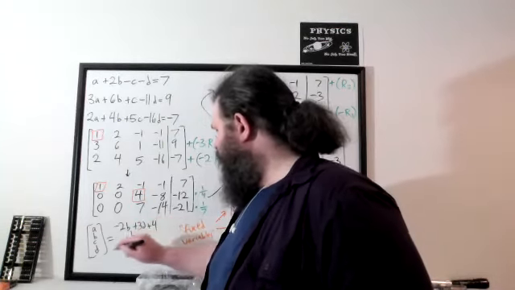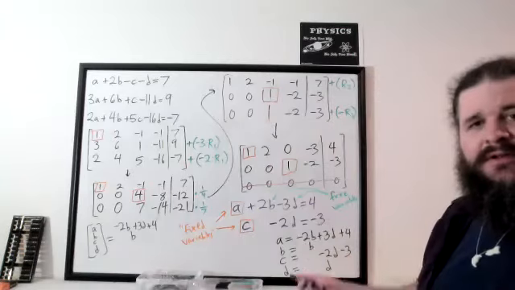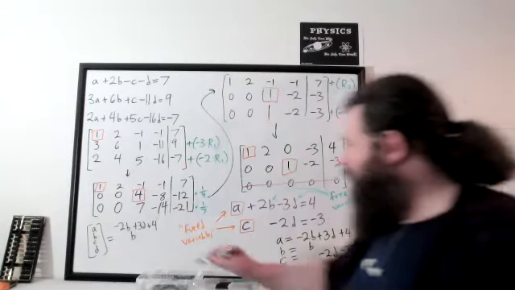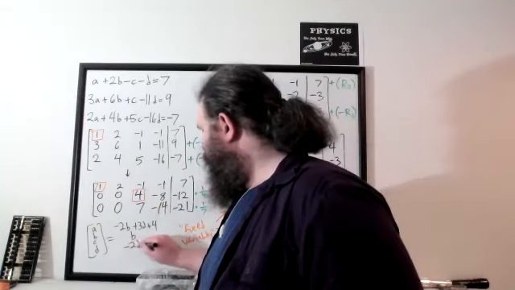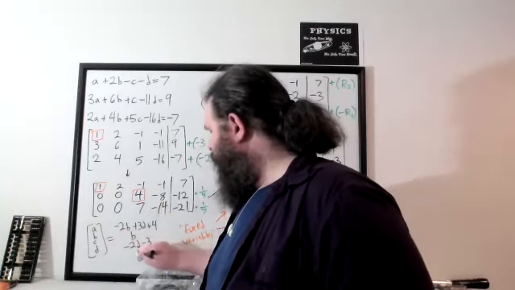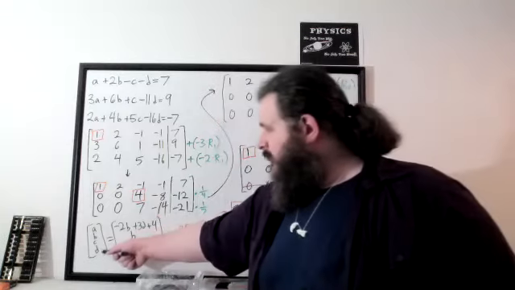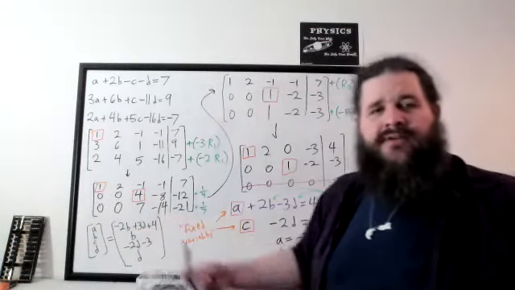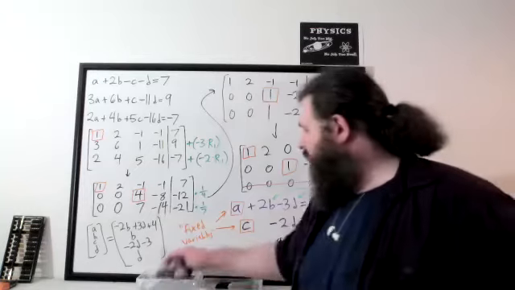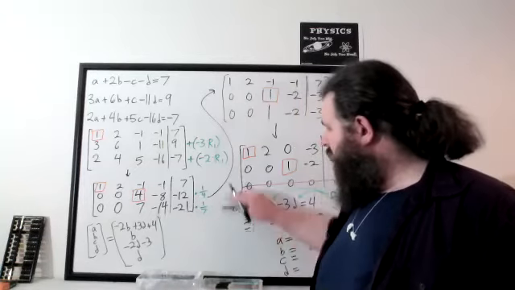B, I'm just going to leave as it is, because it's a free variable. C can be replaced by negative 2D minus 3. And then D is a free variable, so I'll leave it as it is. So we're changing our unknown vector with 4 unknown variables into an unknown vector written in terms of only 2 unknown variables. We've reduced the unknowability.